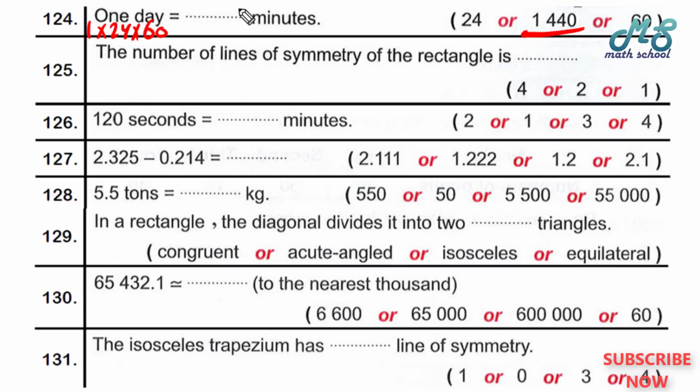So 24 times 60: you put down the zero, and then 6 times 24. 6 times 4 is 24, put the 4 and carry the 2. 6 times 2 is 12. 12 plus 2 equals 14. So we get 1440. Of course people memorize that 1 day equals 1440 minutes. The number of lines of symmetry of a rectangle is of course 2 lines of symmetry.